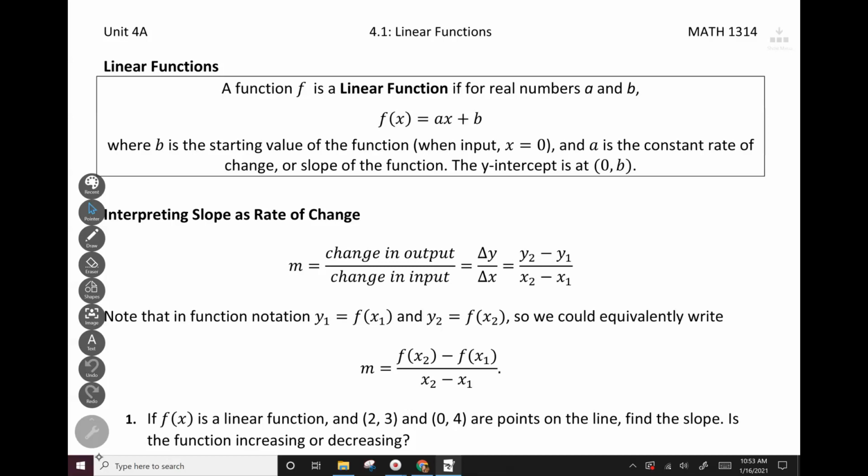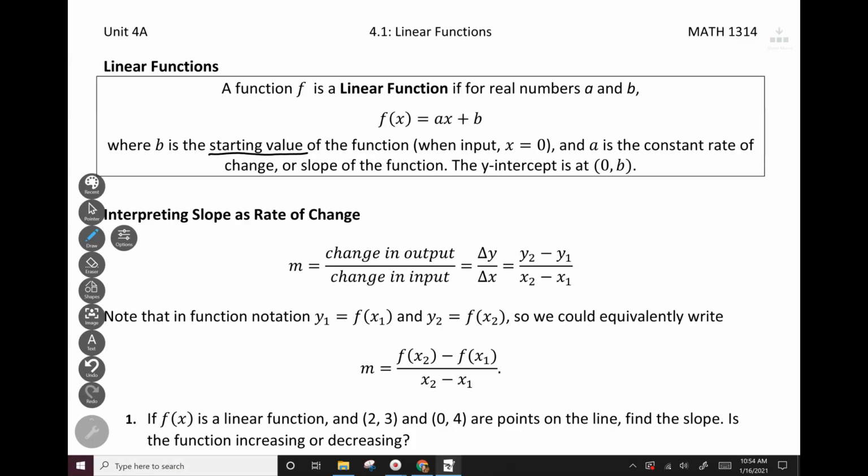So a function f is a linear function if for real numbers a and b, f of x equals ax plus b. So it can be written in this standard form, which is basically just y equals mx plus b that you've seen a million times over. So you know that b is your y-intercept, or you could call it the starting value of the function. So when you input x equals 0, it's going to be that initial value. And then a is the constant rate of change, or the slope of the function. And of course, the y-intercept is (0, b).